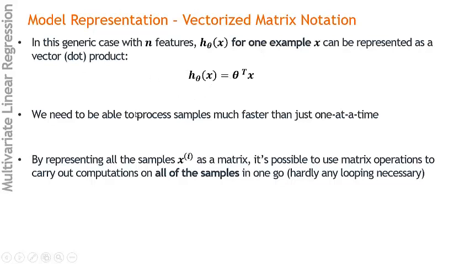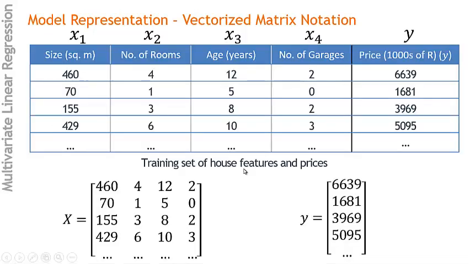So in this generic case with n features, h theta for one example x can be represented as a dot product. Now we need to be able to process samples much faster than just one at a time. Right? So we can speed things up if we compress our notation and put everything together. We can put all the samples together as a matrix. Just like originally, we have a table that contains all the values. The table that contains the x values can be considered as a matrix. So then we can use matrix operations on this table. Right. So here's an example. Here we have our features and our output.